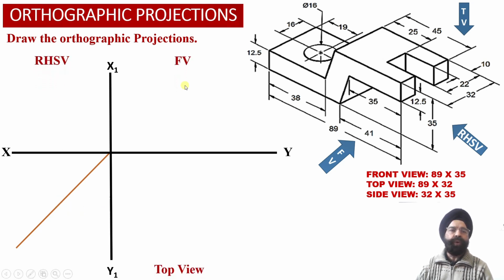Since we are going to obtain the orthographic projections of the solid in first angle projection, we will obtain the front view projections above the XY reference line. The top view projections of the solid will be obtained below the XY reference line, while the right hand side view projections will be obtained on the left hand side of the front view projections, above the XY reference line.